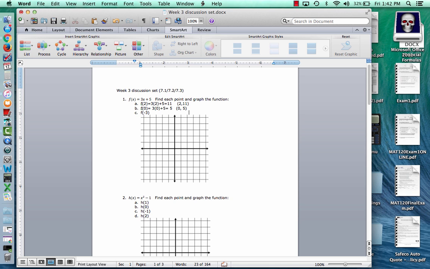And then the third one, f of negative 3. F of negative 3, so we do 3 times negative 3, which is negative 9 plus 5. Negative 9 plus 5 should give us negative 4. So that's the y coordinate. So the x coordinate was negative 3. The y coordinate is negative 4.